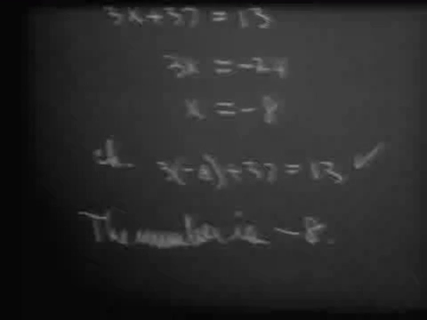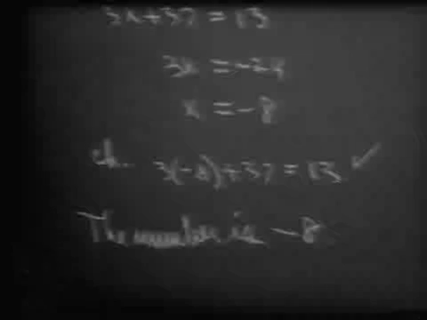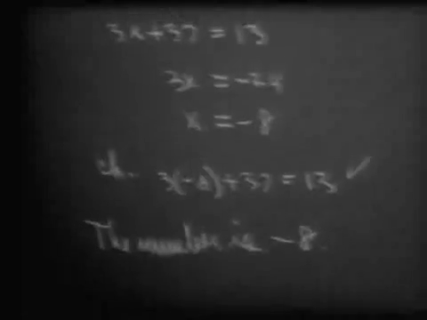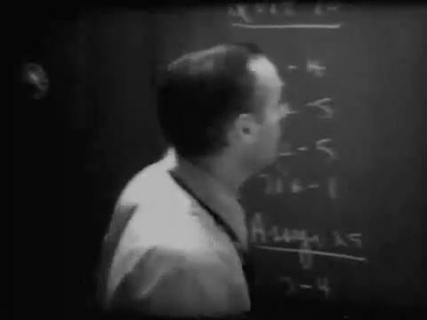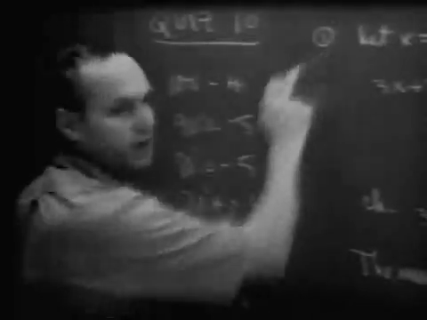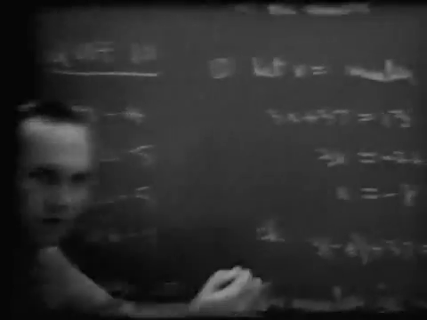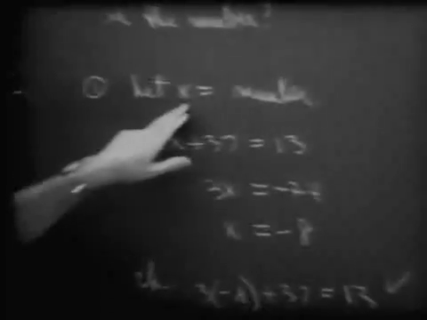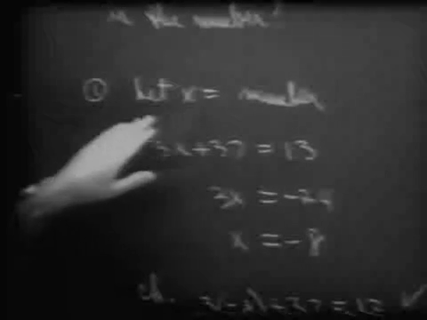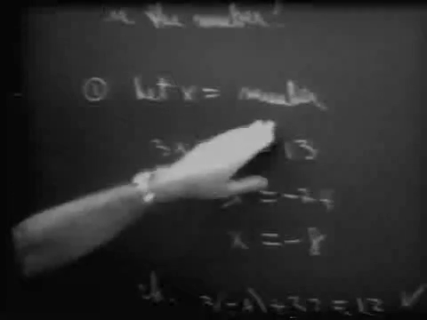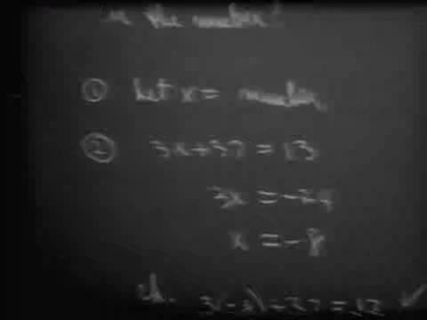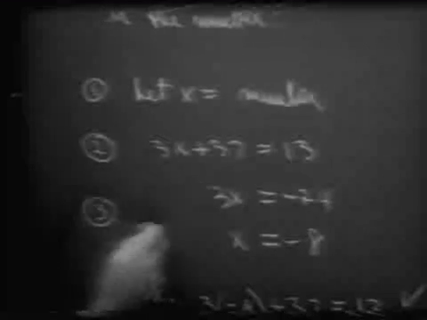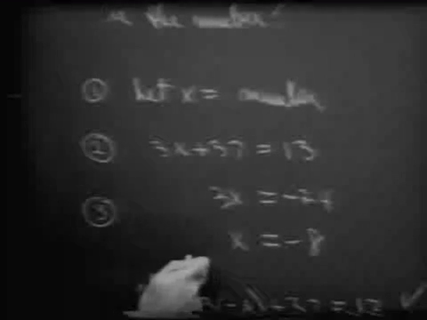You might think that I'm a little fussy here, but I'm going to insist that you follow a certain procedure when you do these word problems. The first step is to identify our variable. In this case, let x be the number. The second step is to write down the equation for that problem. The third step is to solve that equation, which we have done in this case.